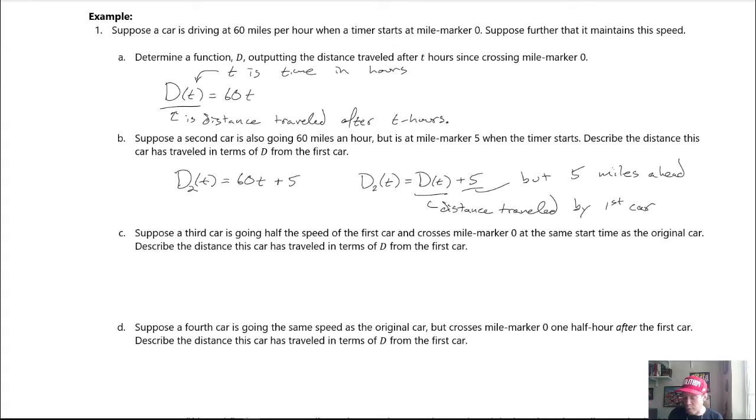We have a third car now for part C, and this is going half the speed of the first car, and it crosses the mile marker 0 at the same start time as the original car. And we now want to describe the distance that this car has traveled in terms of the distance the original car has traveled. So this is d3 of t, and it's going to be like the distance of the first car, but it's going to be going half as fast. So what we do is we put a 1/2 t in here.